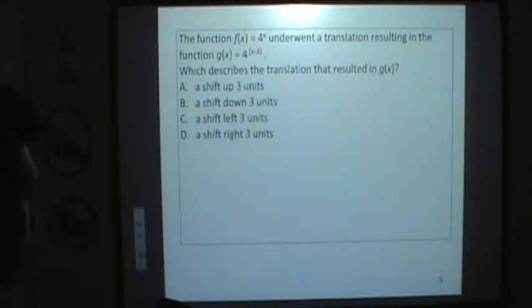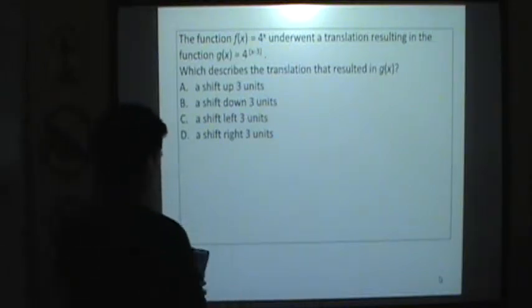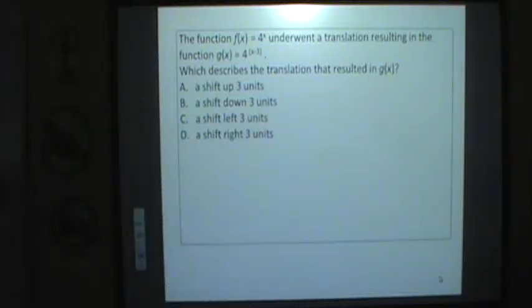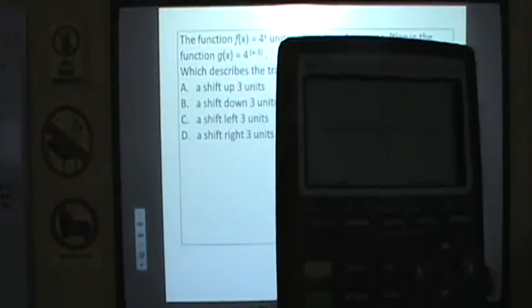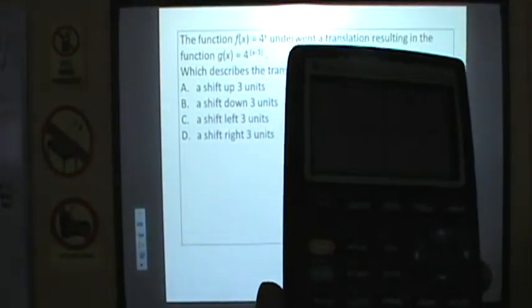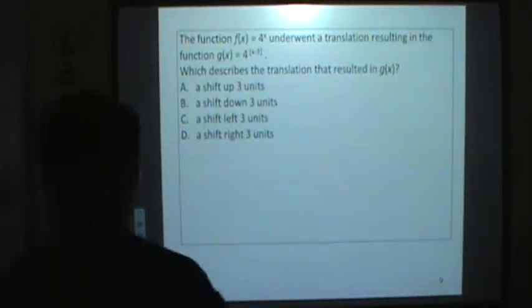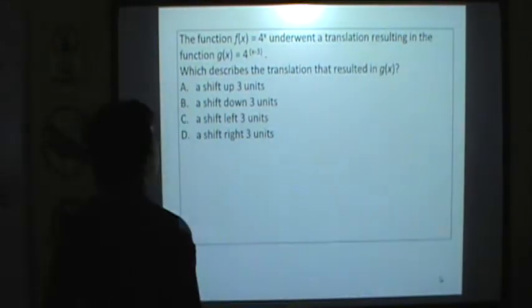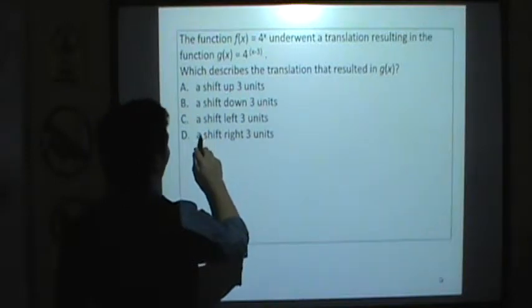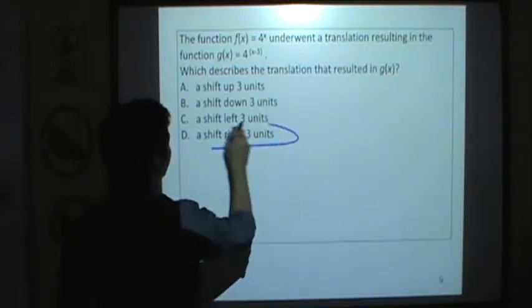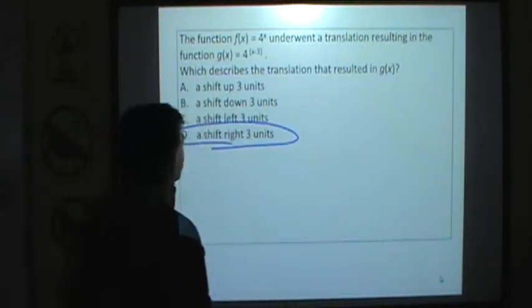It looks like the graph is moving 3 units to the right. The graph would be like that. So the graph will be going 3 units to the right. It will be shifted 3 units to the right.